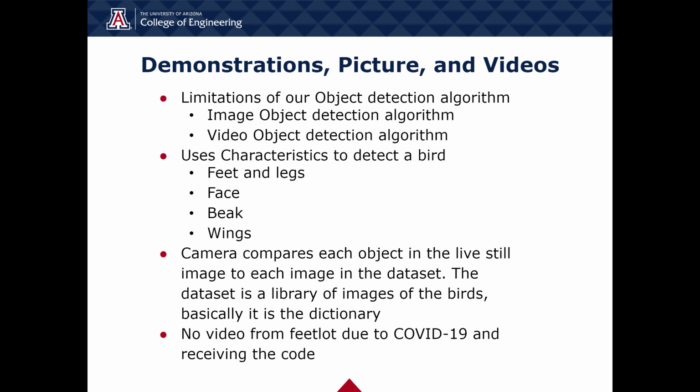Next, we'll be showing a demonstration of our camera system. For our object detection algorithm demonstration, we'll be showing its limitations. We have an image and video object detection algorithm. Due to the fact that we are unable to implement our camera system with real-life data from the feedlot due to the coronavirus outbreak, we used videos from online. The object detection algorithm uses characteristics to determine if it's a bird, like feet, legs, beak, and wings.